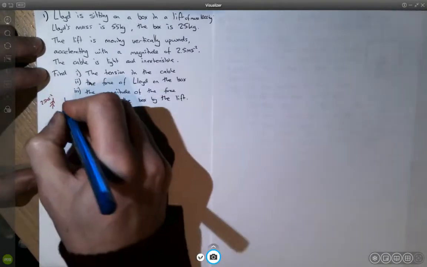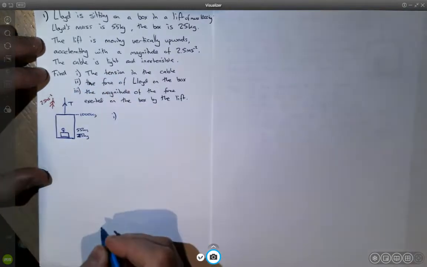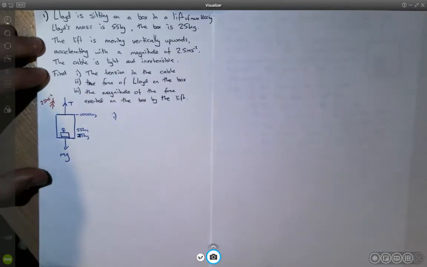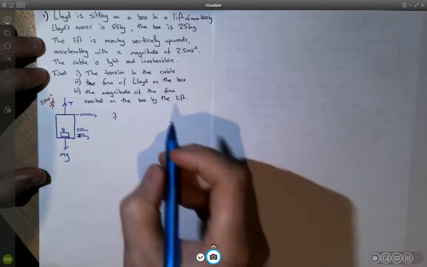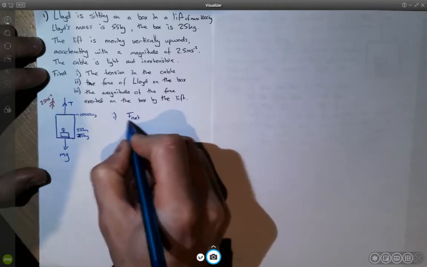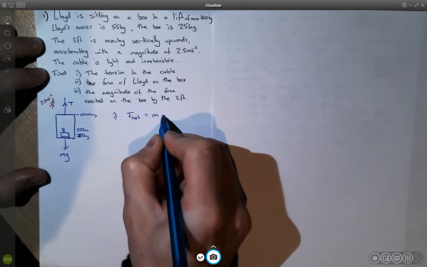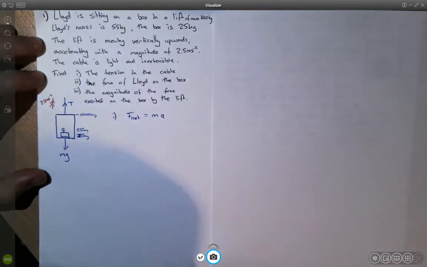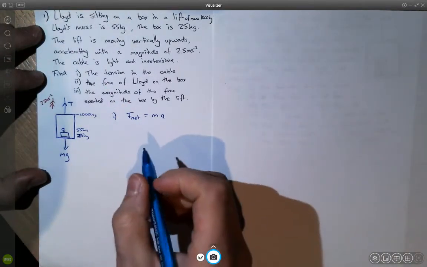So what are the forces? Well, we have tension, which is pulling up, and then we have weight pulling down. So what we need to use is Newton's second law, which is the resultant force, or the net force, is mass times acceleration. And this is really what we're going to use for all of the problems.